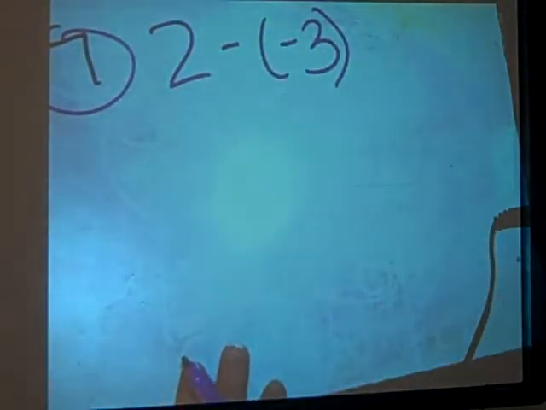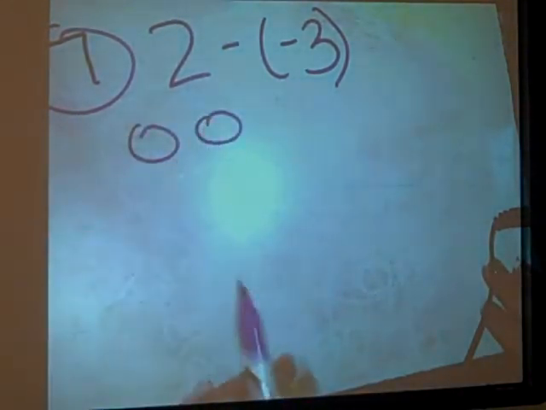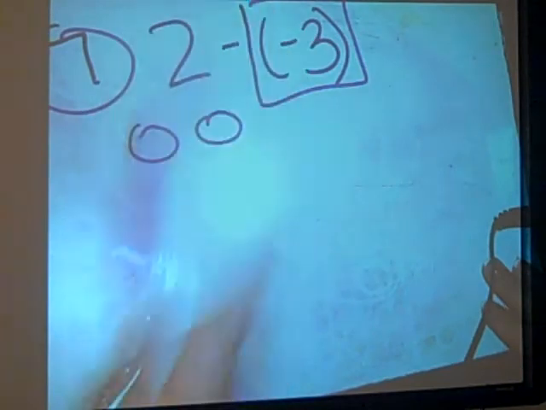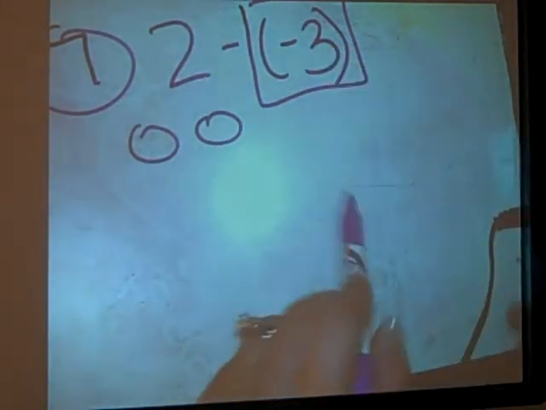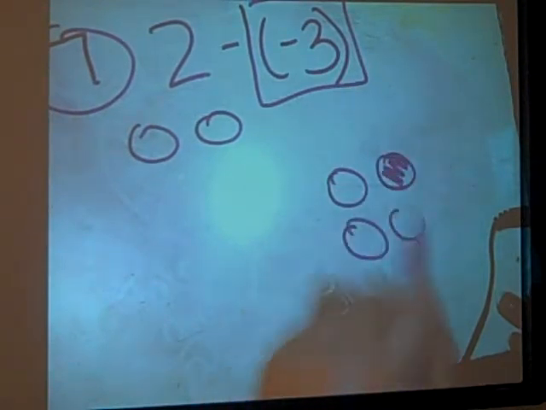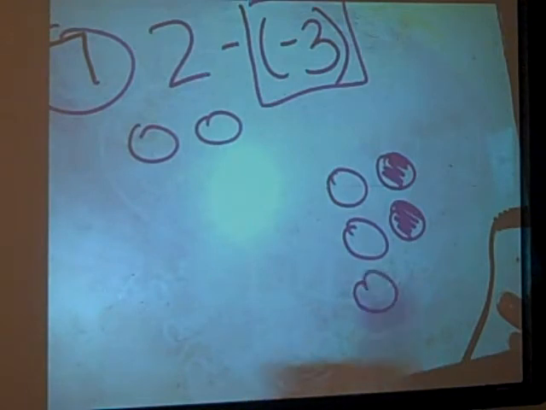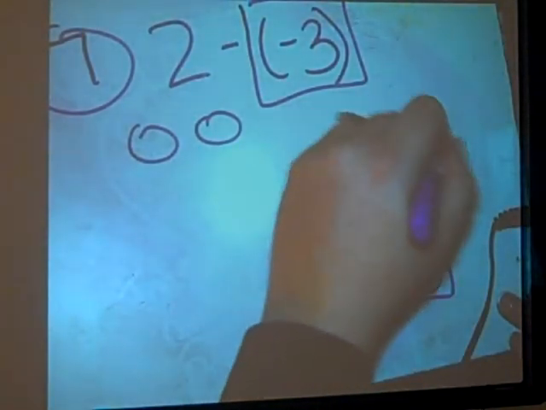So as always with subtraction, we do our first number only. So I have 2 positive. I'm going to box in my second number. This tells me I need to take away negative 3. So I need to look, do I have any negatives I can take away? No, I don't. So that means I need 3 0 pairs off to the side. 1 0 pair, 2 0 pair, 3 0 pair. And now I do have 3 negatives that I can take away.